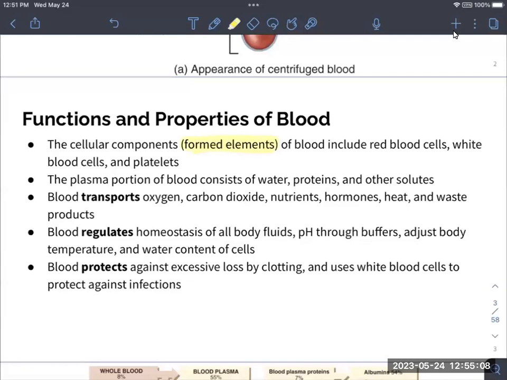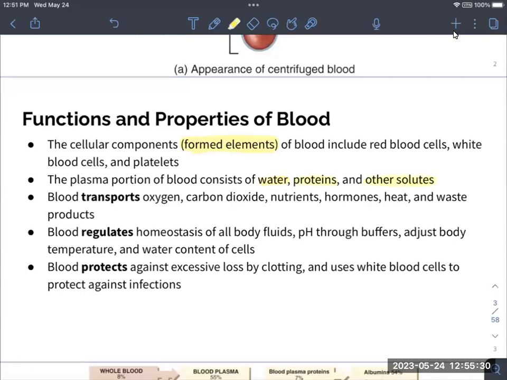Our plasma is that liquid portion, so it's got to have water in it of some sort. But we also have different proteins in this plasma. These proteins, which we will talk about, have specific roles. They do specific things. And then there's other solutes. There's lots of other solutes.